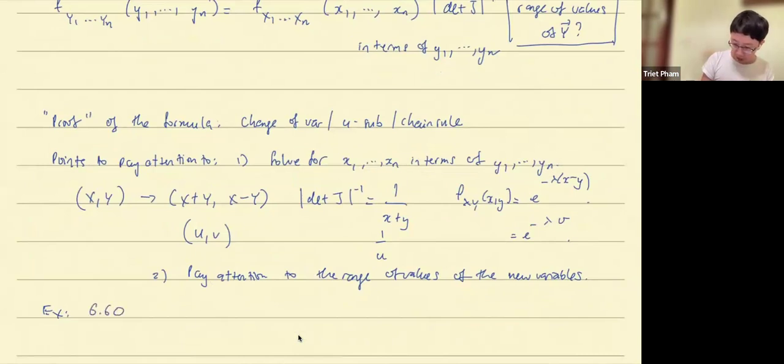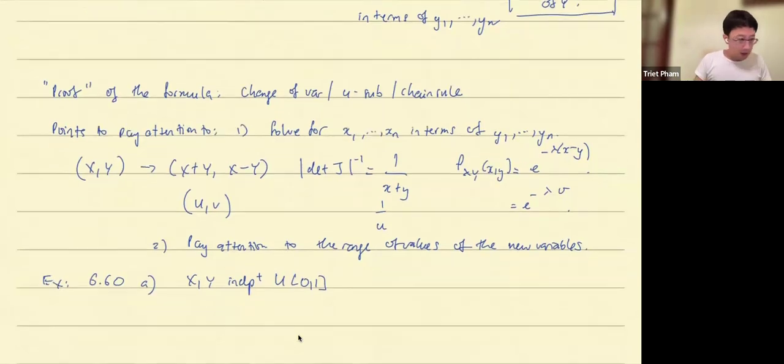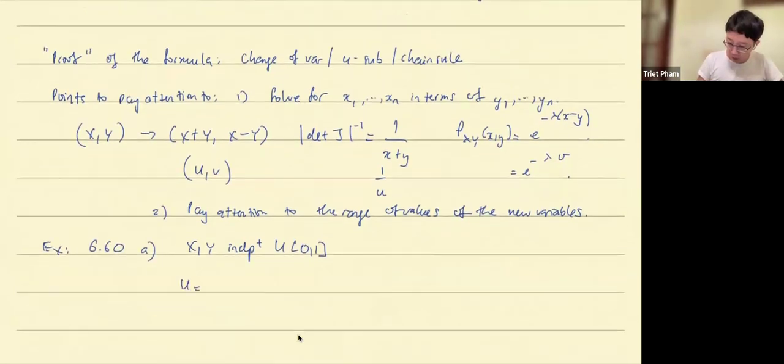6.60 part A, where you have X and Y as independent uniform 0, 1. So the range of values of X and Y is 0 to 1. And then you have U is X plus Y, V is X over Y. And so here, you do your Jacobian and all that good stuff. That's fine. But what about range of values?